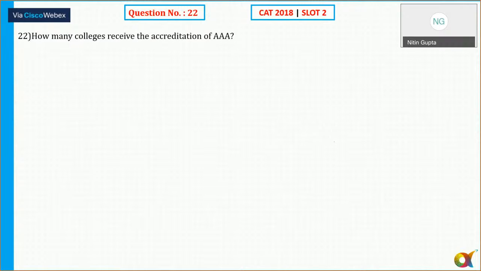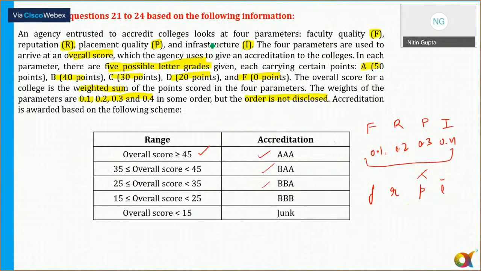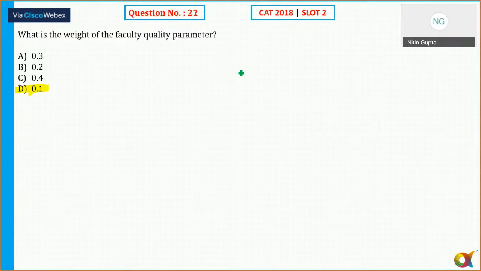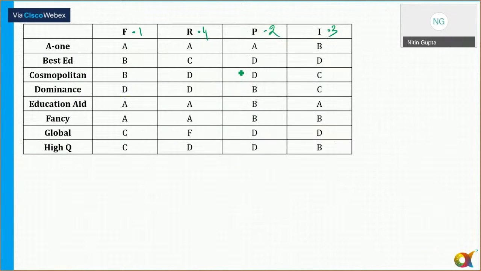Next, how many colleges receive the accreditation of AAA? Accreditation of AAA means the overall score is more than or equal to 45. Anyone who gets a score of more than or equal to 45 will receive an accreditation of AAA. So let's go back and see how many of them can receive it.